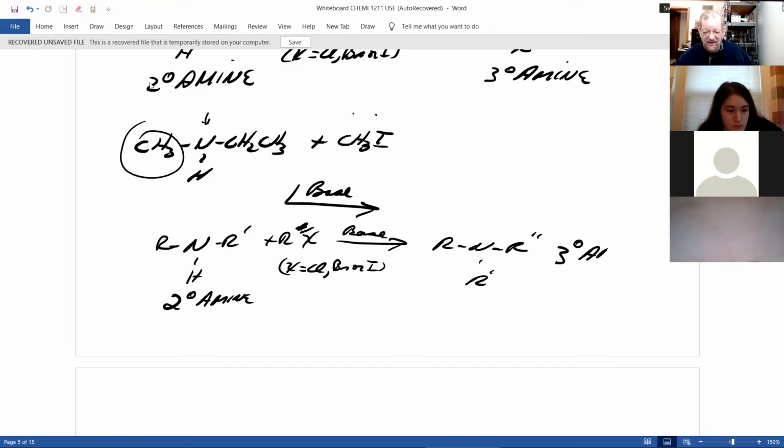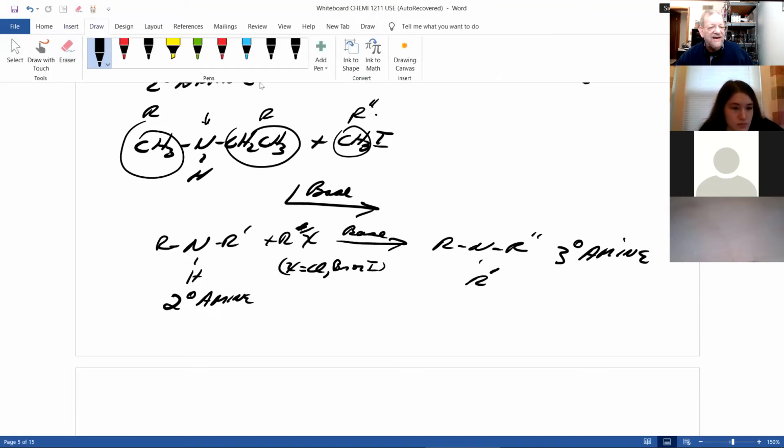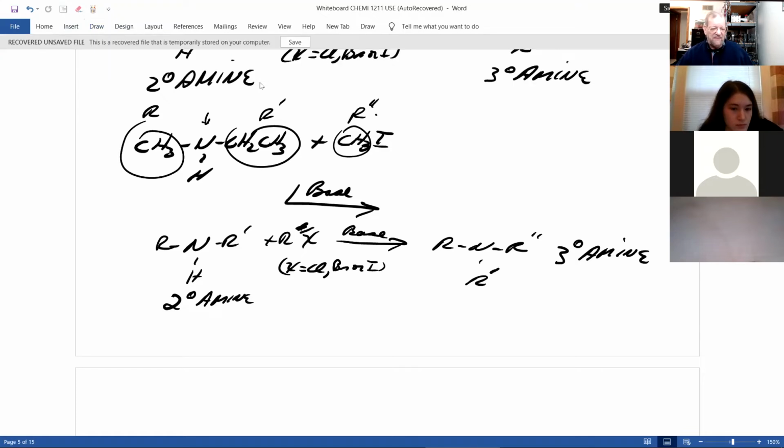Tertiary means 3 R groups, secondary 2, primary 1 on the nitrogen. And notice in the tertiary means there are no hydrogens. Why? Because in amines, there's 3 bonds to nitrogen. So I'll call this R, you call it R prime, doesn't matter which you call here, R double prime, I'm over priming. R single prime and R double prime.